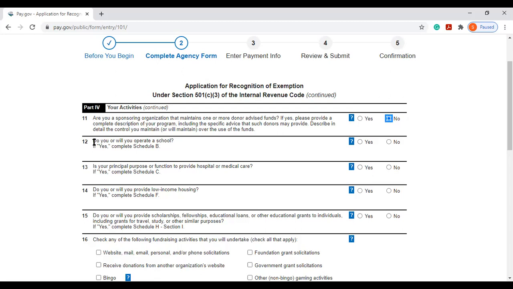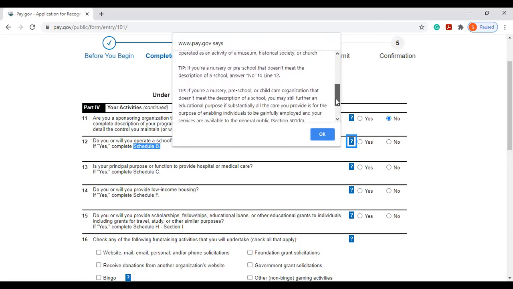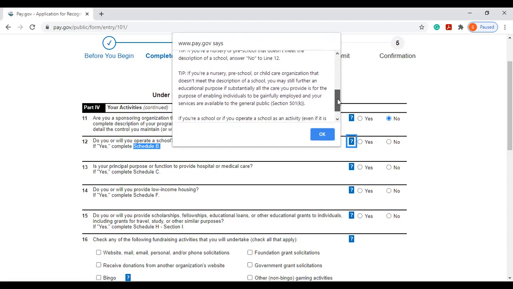Line 12. Do you or will you operate a school? Remember, I mentioned that schedules are additional requirements. This is a Schedule B. If you're going to operate a school, then you have to complete a Schedule B. So if you click here for more information, it tells you what a school is and gives you some examples of schools and some tips. Not going to read all of that.